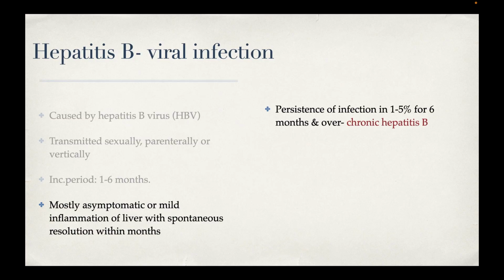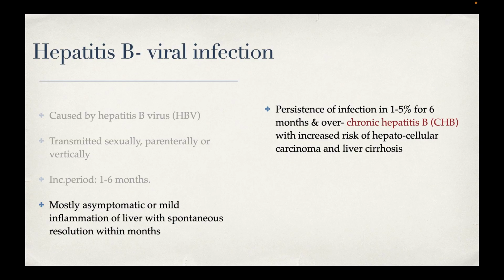However, in some people, about 1 to 5% of the population, there is persistence of the infection for about 6 months and over. These are the group of people in whom we say have chronic hepatitis B infection. This is usually associated with an increased risk of hepatocellular carcinoma and liver cirrhosis.